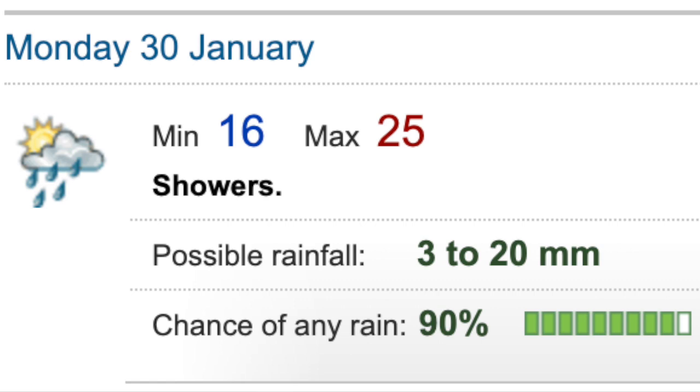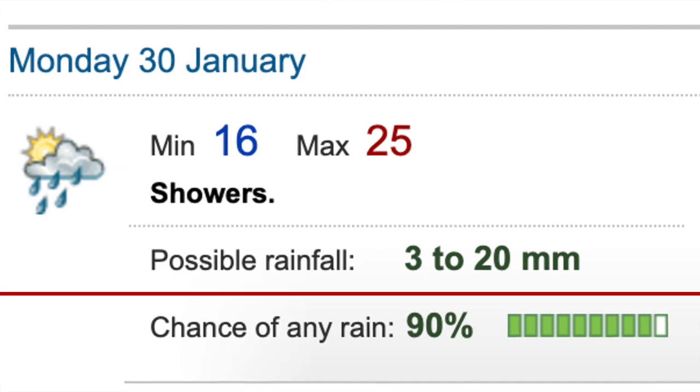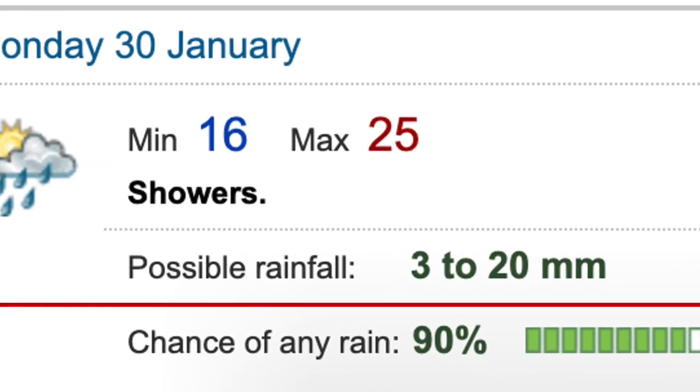Most people would see this and think there's a 90% chance of 3 to 20 millimetres of rain, which is completely understandable logic. But that's not what it actually means. There is a line between possible rainfall and chance of any rain for a reason. Those are two separate statements.